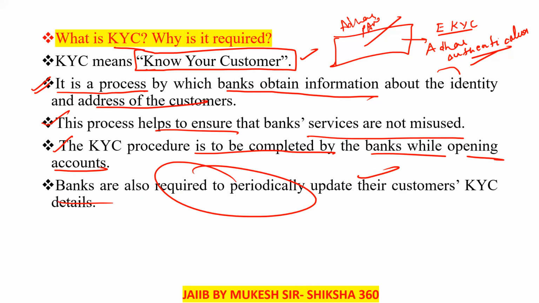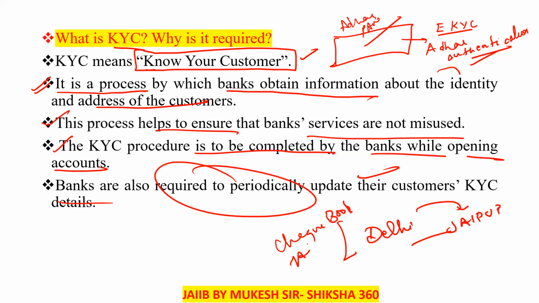Sometimes the person was earlier living in Delhi, and now that person has shifted to Jaipur, so we have to change the details also. Like, a person visits a branch to apply for a checkbook and is now residing in Jaipur, but the checkbook will reach the Delhi address. So it will create a problem. That's why there is a requirement to periodically update customers' details, and also for prevention purposes.